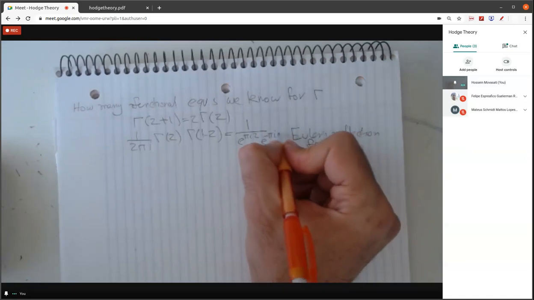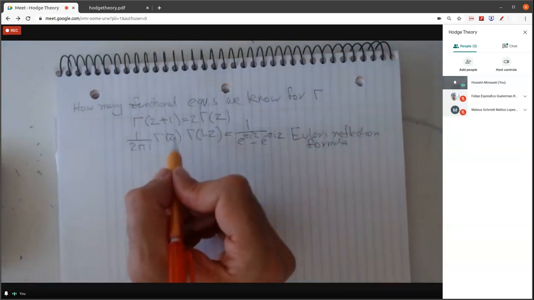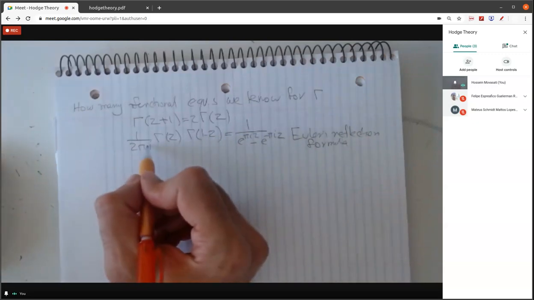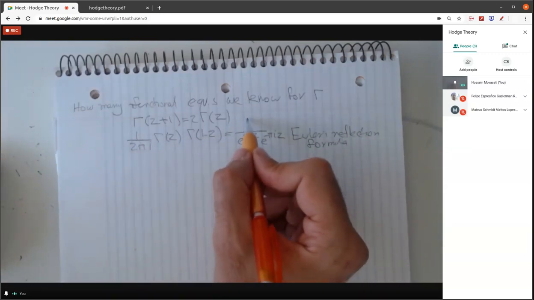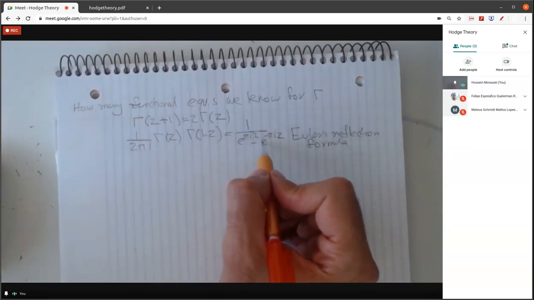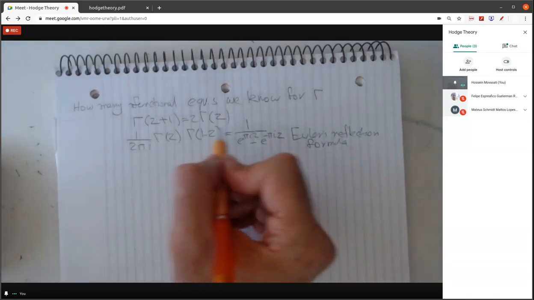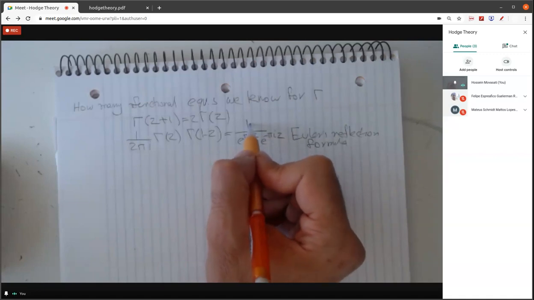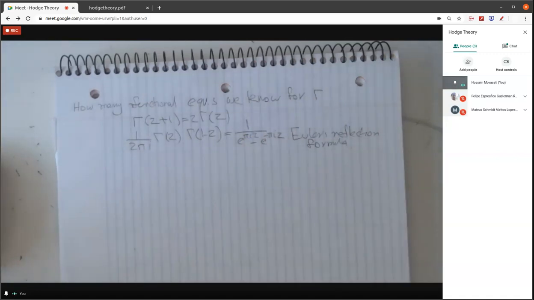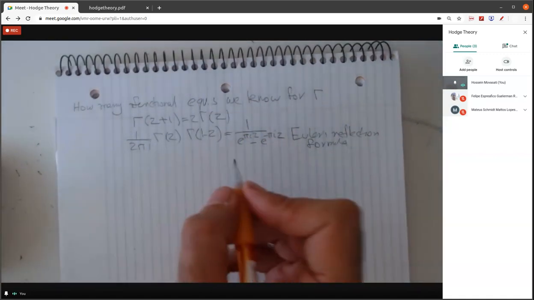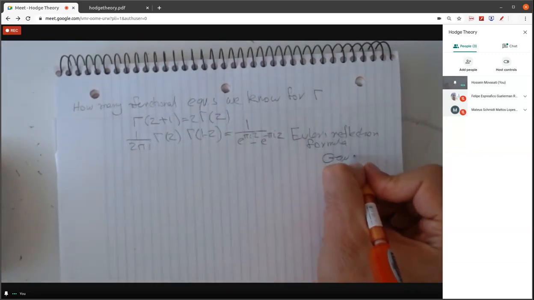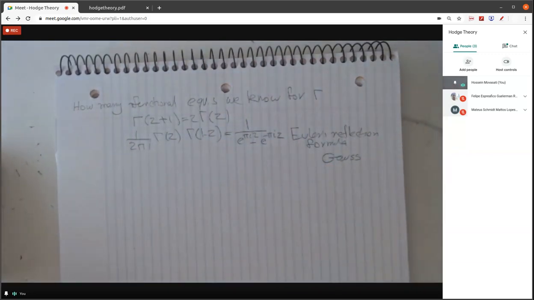So we have this formula, Gamma(z) Gamma(1 minus z) with 2 pi i, equal to 1 over e^(2 pi i z) minus e^(minus pi i z)... Actually, in the classical way, it is written with sine and cosine, but this is the same formula. And another formula is Gauss's multiplication relation.